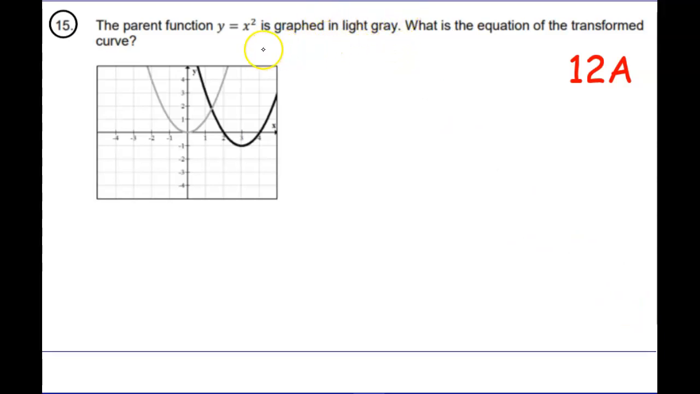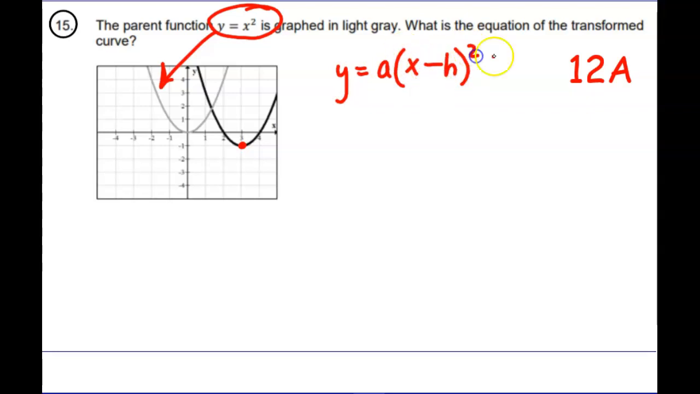Here we go. What is the equation of the transformed curve? So y equals x squared is this light gray one. Can anybody tell me what they think they did to get the dark gray one? Now, let me talk about this for a second. This is where we're putting things in, okay? There could also be a B inside here. I don't think we have any that do. But just so you know where things are going, that's the parent function with the transformations.